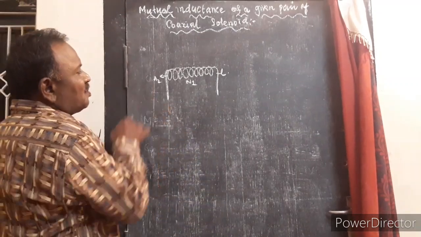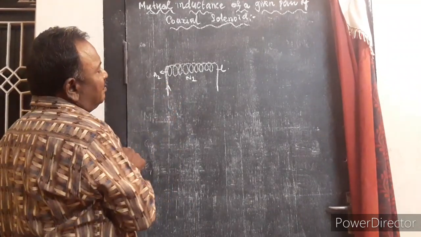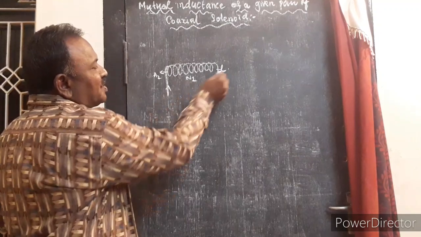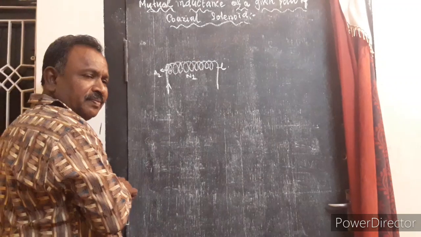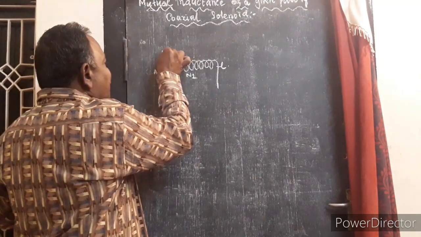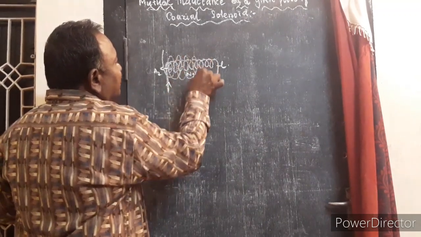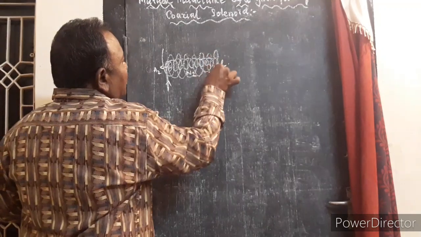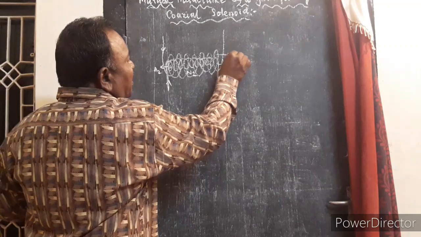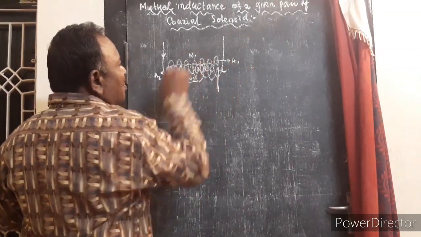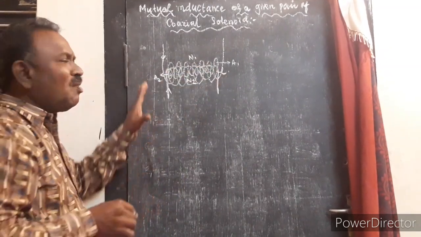So let us consider the first one. We call it the second solenoid. It has N2 turns, length L. The area of cross section of a single turn is A2. Over this, we have one more solenoid, and this has cross section A1. Let N1 be the number of turns in this solenoid. Both the solenoids have a common axis.